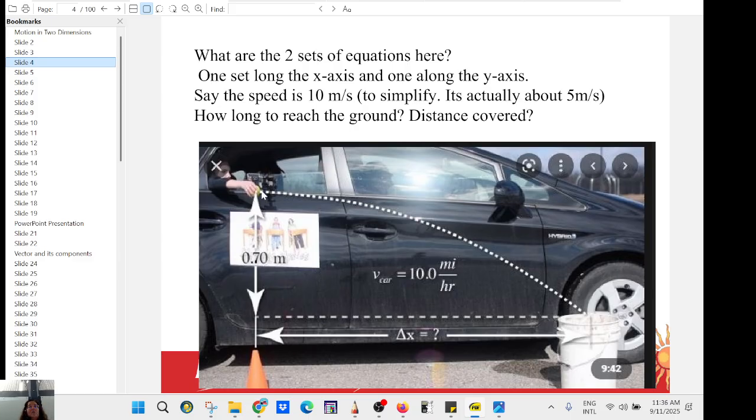Okay? So it's doing two things at the same time. It's cruising along the x-axis, but at the same time, relative to this person, it's just in free fall, accelerating down. So given the numbers that you have, can you come up with the two sets of equations? And the question is find delta x. So two sets of equations. One because it's cruising along the x-axis, and one because it's falling down.